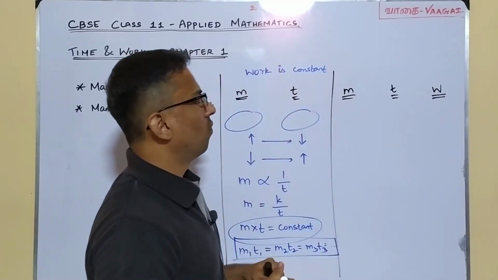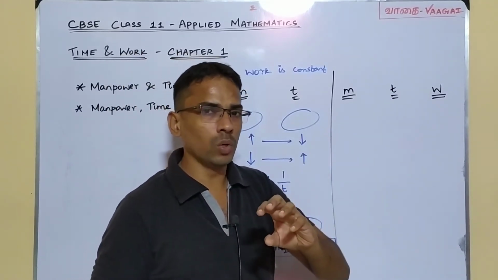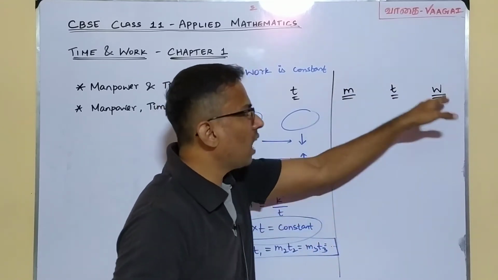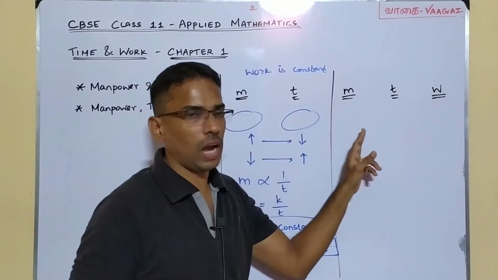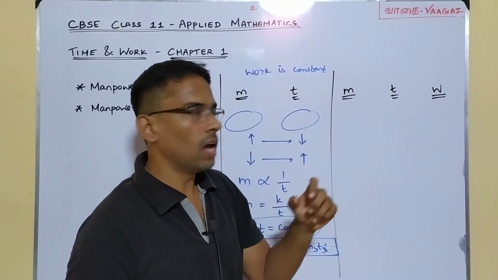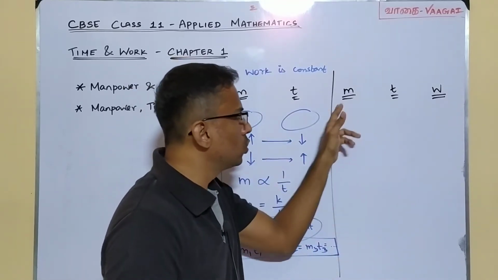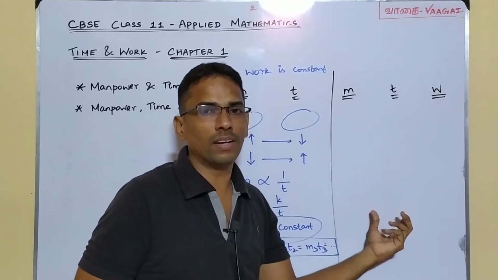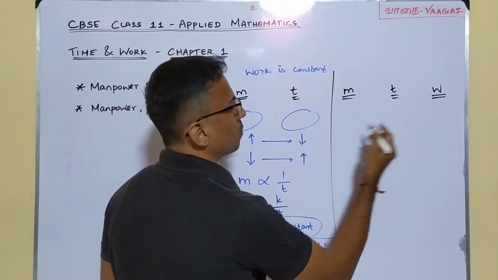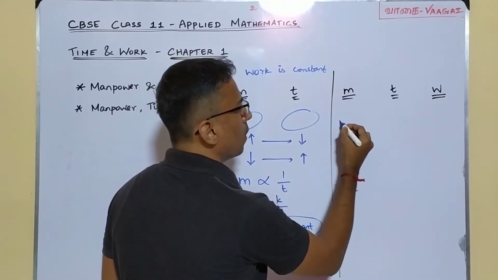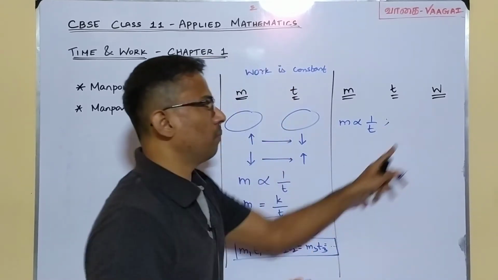So we already know the relation between manpower and time. And now let's try to get a relation between manpower and work. In order to get a relation between all these three, I am going to take manpower and time first and manpower and work next, so that I can clearly get a relation between these two and those two. That will help me to get a derived relation. We already know that manpower and time are inversely proportional. This we know.